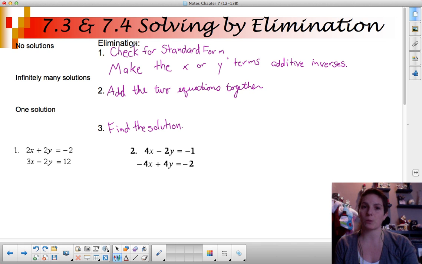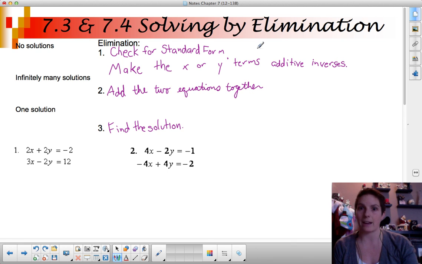So here are our steps for elimination. First thing we're going to do is check for standard form. Every now and then when you come across problems, they are not going to be in the proper order. And that's got to be the first thing that you do, is make sure that your two equations are in the same order. So we're always going to check for ax plus by equal to c. And when we look at that standard form, we're really looking to see whether or not they're in the same order. We're not worried about fractions or negatives the way that standard form is.